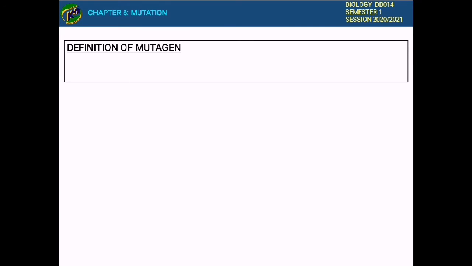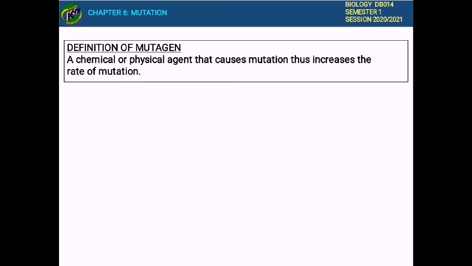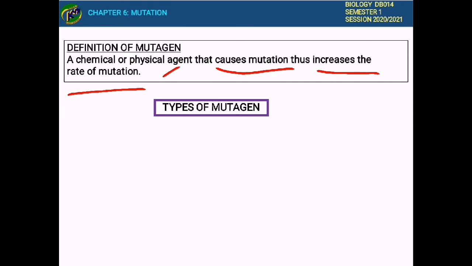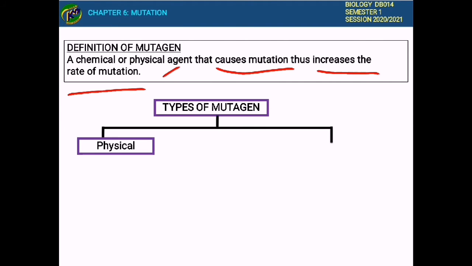Now let's move on to the definition of mutagen. What is mutagen? Mutagen is a chemical or physical agent that can cause mutation, thus increasing the rate of mutation. There are two types of mutagen: physical mutagen and also chemical mutagen.